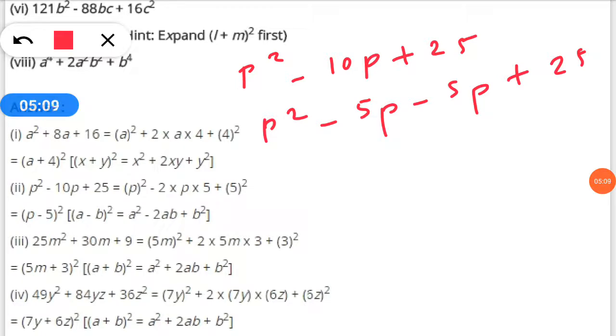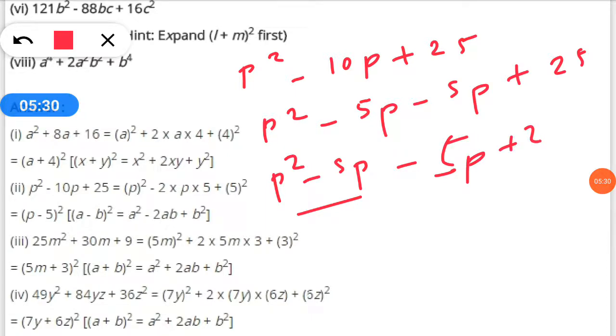And when minus 5 into minus 5 will be multiplied, the answer will come as plus 25, isn't it? So we can easily split the middle term in the form of these two terms. Now making the pair, we are going to make a pair of the first two terms and the second two terms.